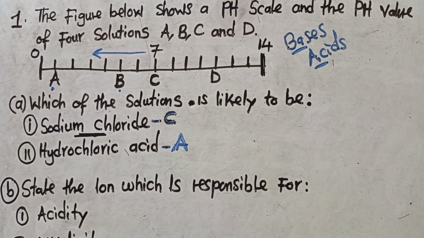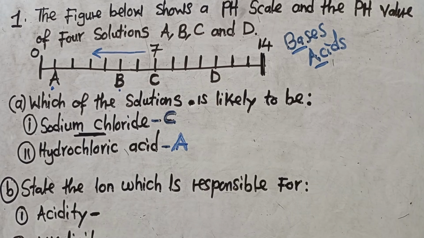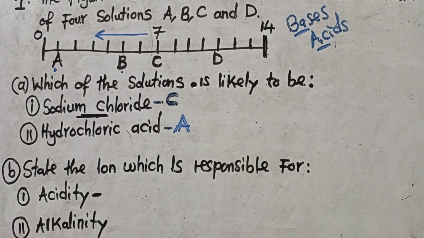I now go to these questions that are here. These are simple questions. I just want you to know these, and I just want you to understand this. State the ion which is responsible for acidity. Which ion is responsible for acidity? What is an acid? A question you need to have. An acid is a compound that, when dissolved in water, produces hydrogen as the only positively charged particle.